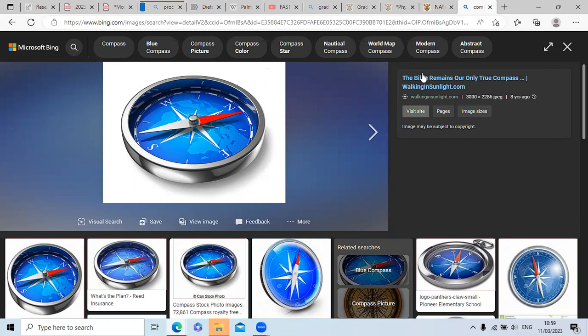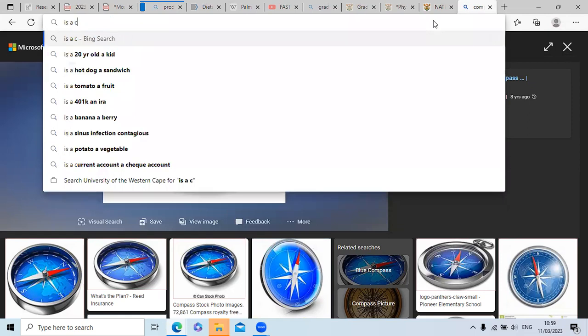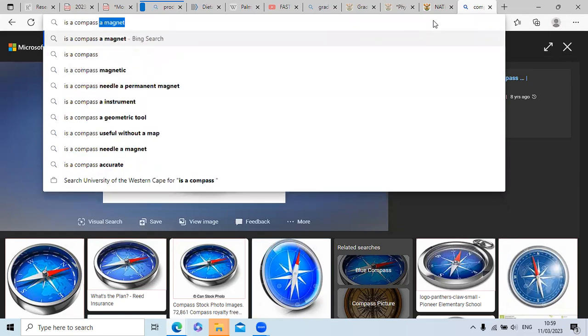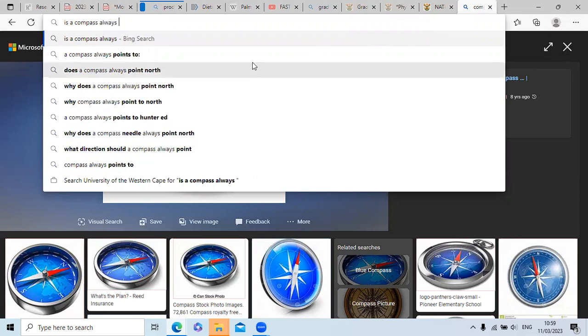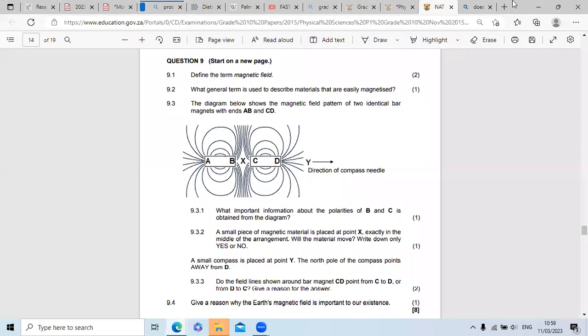You can even ask Google right now: does a compass always point north? Yes. So just know that if they give you a compass, it's always pointing to the north pole of the magnet. You can easily use a compass to find north.